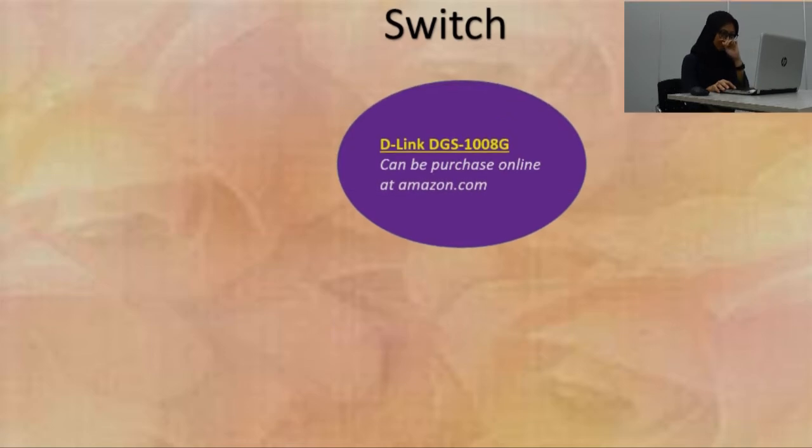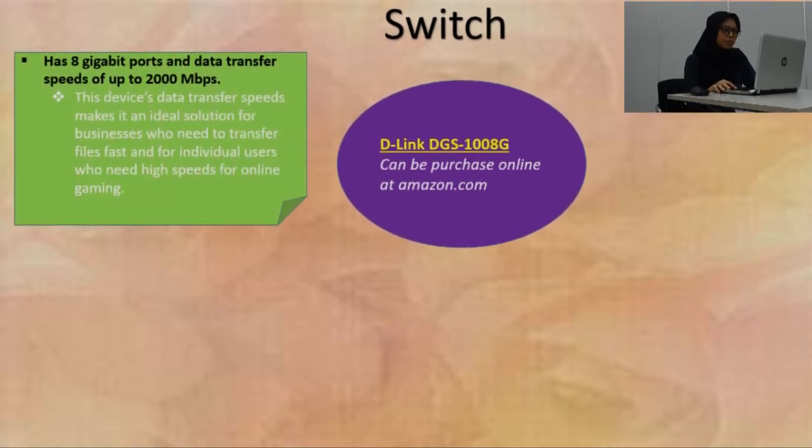So next we go to the switch, which is the D-Link DGS 108 NG, that can be purchased online at Amazon.com. The reason why we chose this switch is because it has 8 gigabit ports and data transfer speeds of up to 2000 Mbps. These data transfer speeds make it an ideal solution for businesses who need to transfer files fast and for individual users who need high speeds for online gaming.